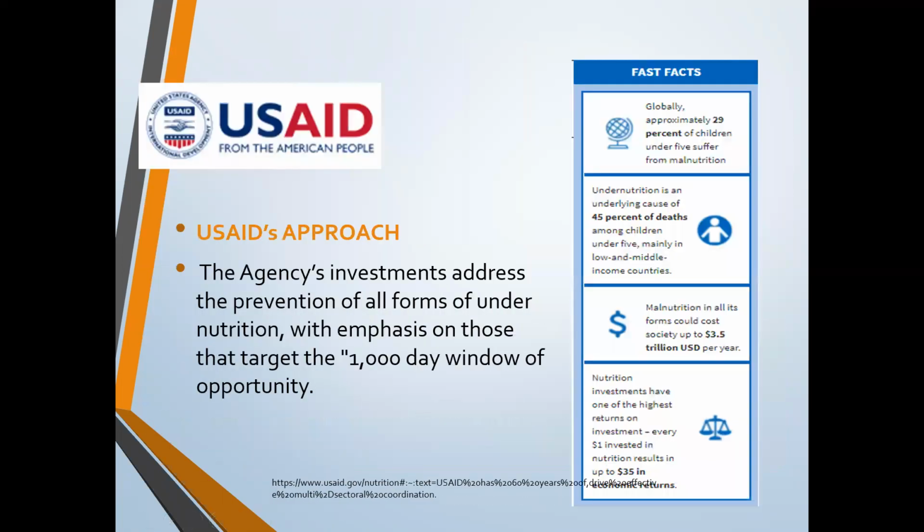Also, the USAID has been working. The USAID has estimated that almost 29% of children under 5 globally suffer from malnutrition. These figures are for America. This agency's investment addresses the prevention of all forms of malnutrition, with emphasis on the target of the 1,000 days window of opportunity. This 1,000 days window of opportunity actually focuses on children under 5 years of age in low and middle income countries, and nutritional investments are made by USAID in different developing countries to improve nutrition.